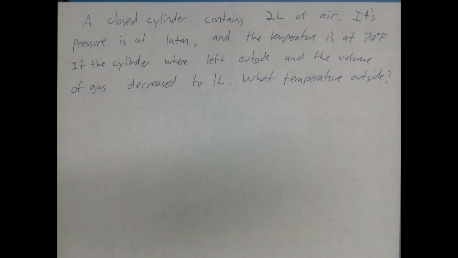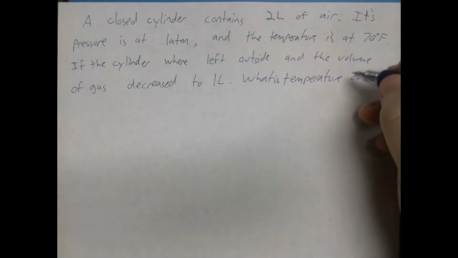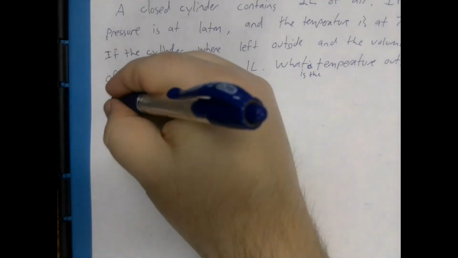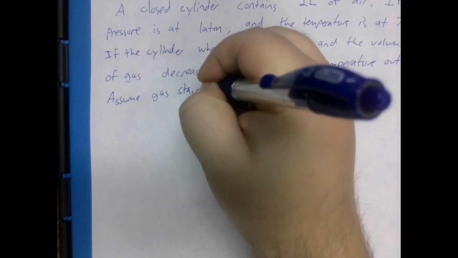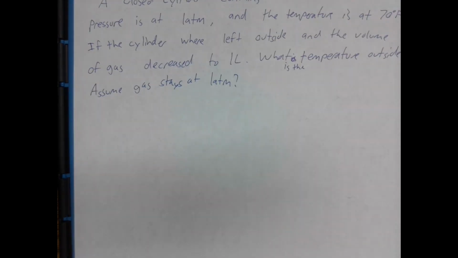So a closed cylinder contains 2 liters of air. Its pressure is at 1 atmosphere and the temperature is at 70 degrees Fahrenheit. If the cylinder were left outside and the volume of the gas decreased to 1 liter, what temperature is outside? Assume the gas stays at 1 atmosphere. So pressure is constant.